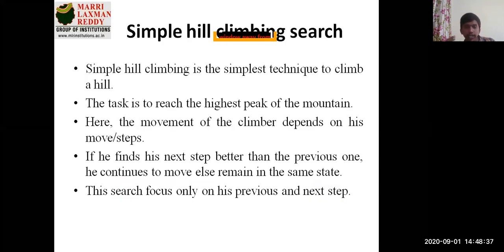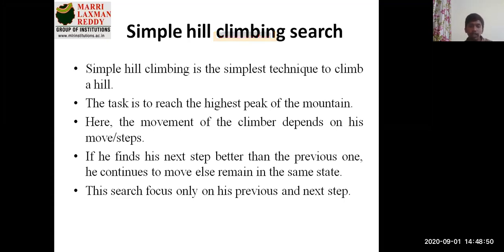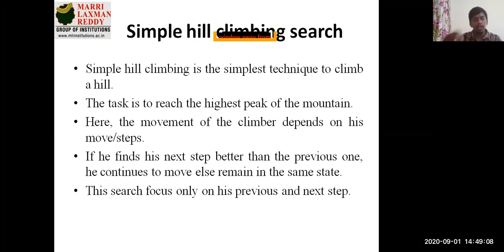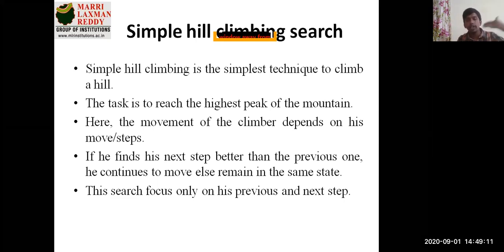Coming to the simple hill climbing approach, it is the simplest among all four approaches. If you want to adopt the hill climbing approach, the task is very simple. You want to reach the highest peak of the mountain according to the steps you go through. Here the movement of the climber depends on his moves. According to his understanding or estimation, he will apply moves. Whenever he moves forward, if he reaches the maximum state, the goal state, he will stop, or else he will keep moving forward until he reaches the goal state.